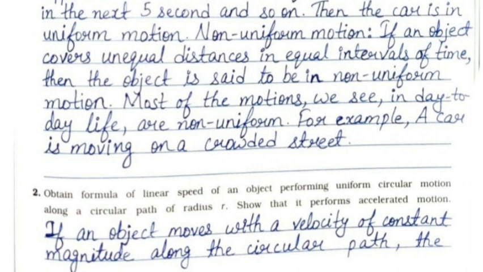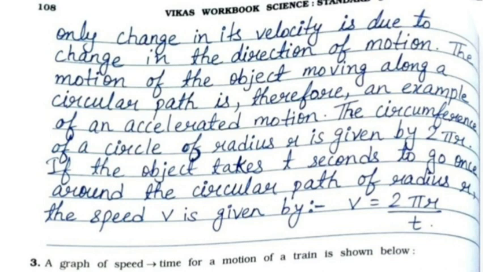Second one, obtain the formula of linear speed of an object performing uniform circular motion along a circular path of radius r. Show that it performs accelerated motion. If an object moves with a velocity of constant magnitude along the circular path, the only change in its velocity is due to the change in the direction of motion. The motion of the object moving along a circular path is therefore an example of an accelerated motion.